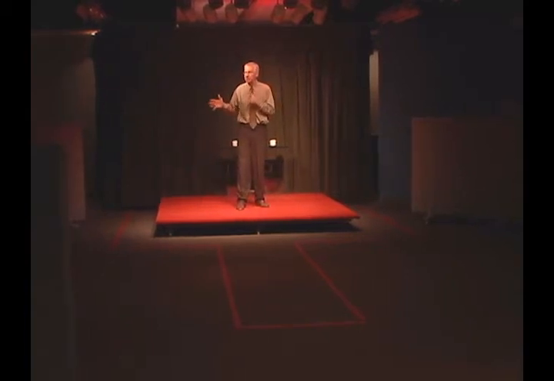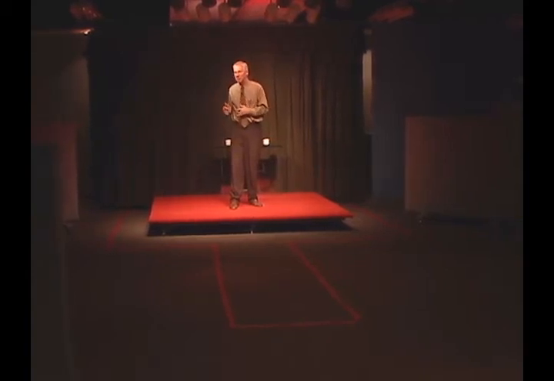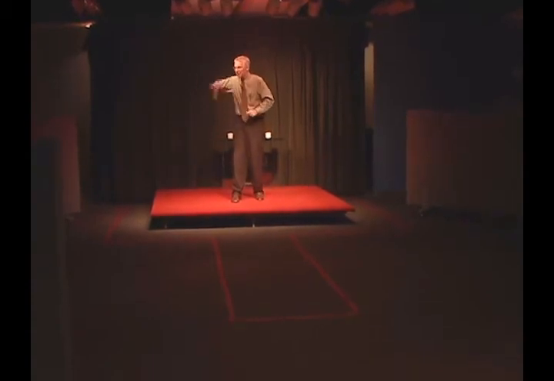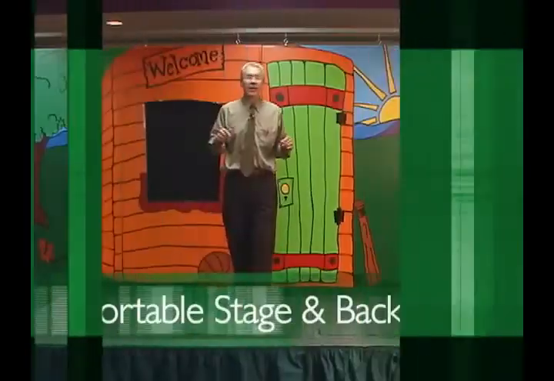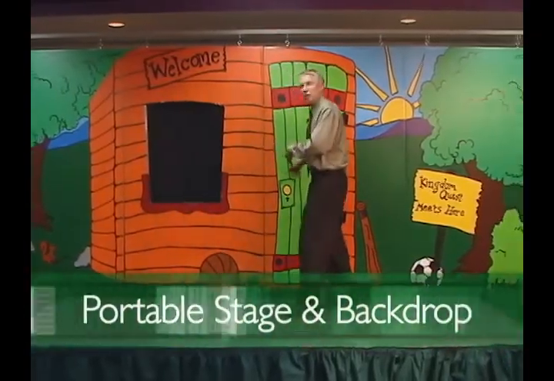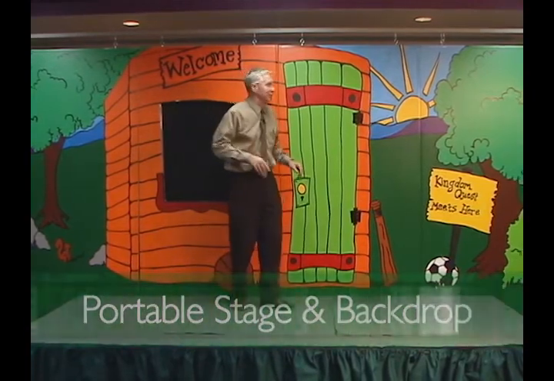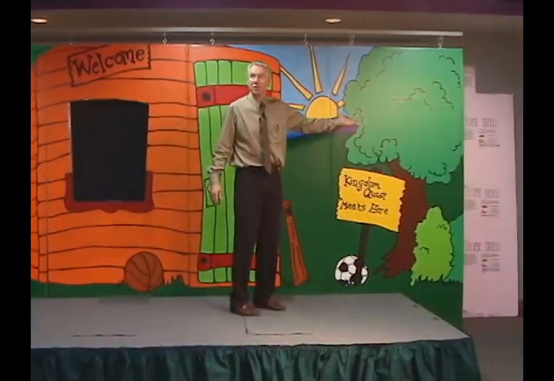But small kids need to have space defined for them. It helps them not only know where to sit, but it also helps them behaviorally. They're not as apt to get up and move around. And here's an example of a portable Kingdom Quest stage. It's also an example of visual distractions.